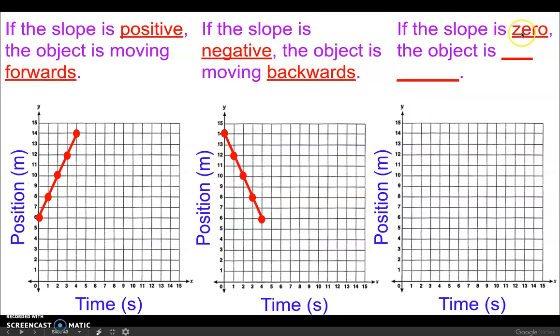If the slope is 0, then the object is not moving. So here we've got an example of a position versus time graph where the slope is 0. It's just a flat line. That object is not moving.